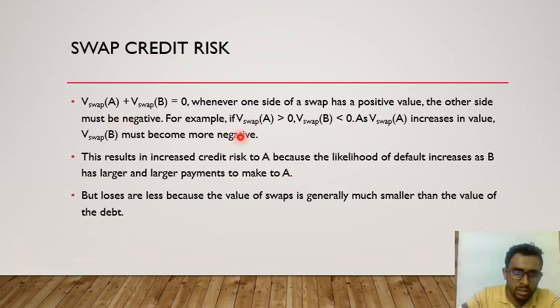And as B goes negative, the credit risk of A increases because the likelihood of default increases in the case of B. But losses are less in the case of this type of swap credit risk because the value of swaps is generally much smaller than the value of the debt.